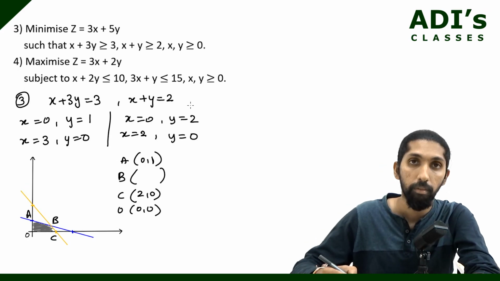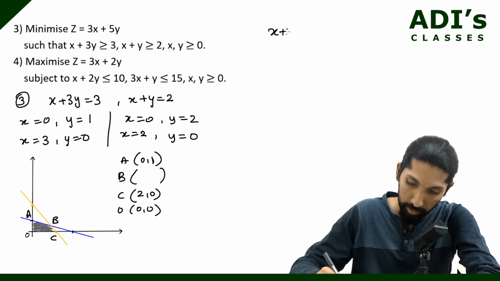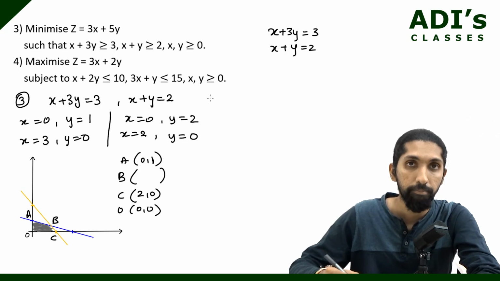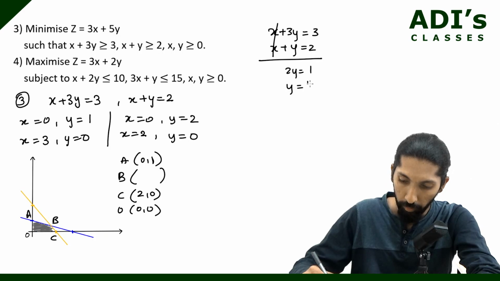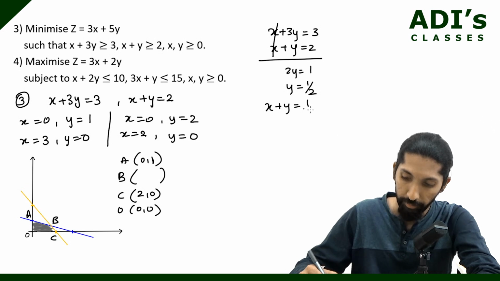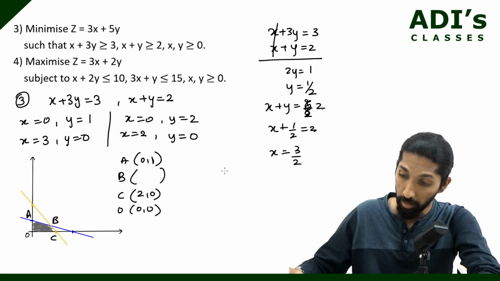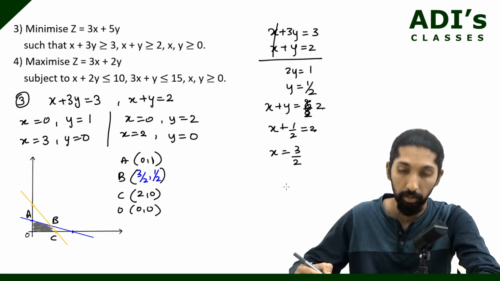Linear equation. So what are the two equations? The first equation is x plus 3y is equal to 3. X plus y is equal to 2, right? Subtract directly. If you subtract, 2y is equal to 1, y is equal to half. Substitute. Sorry, x plus y is 2. So x plus half is equal to 2. So x is 3 by 2, right? So what do we have? We have 3 by 2, comma 1 by 2, right?